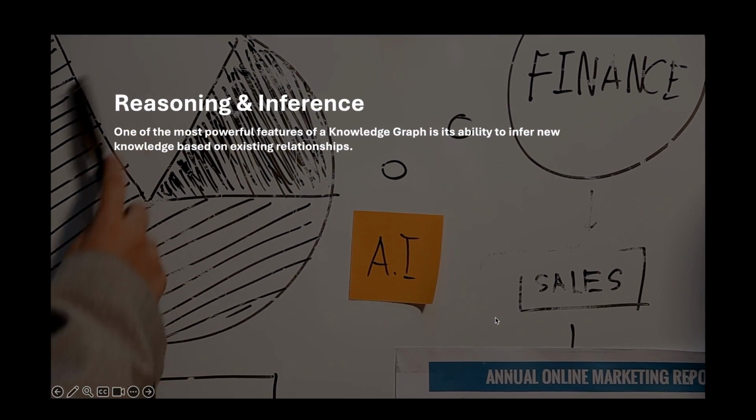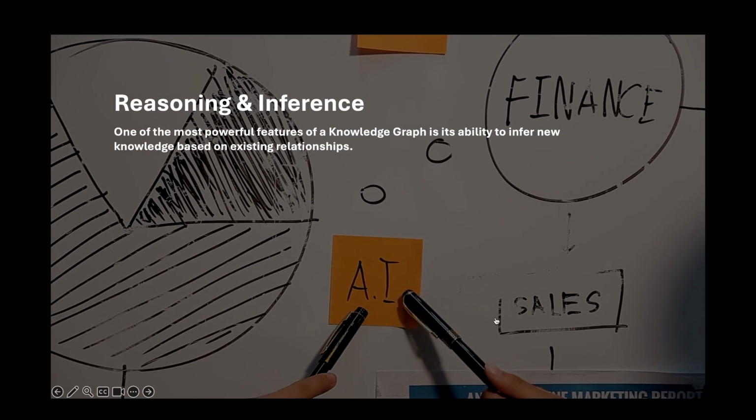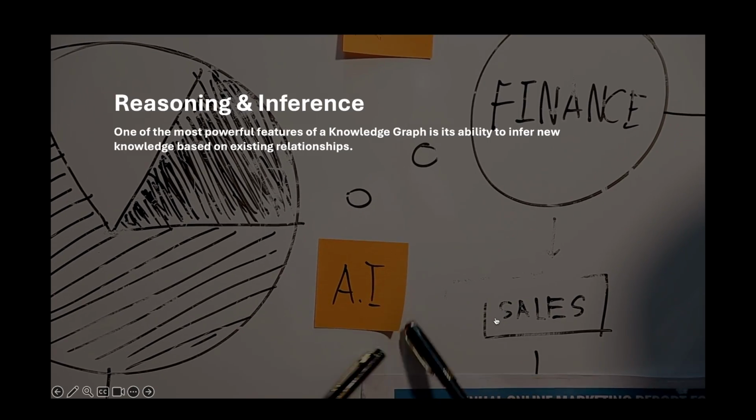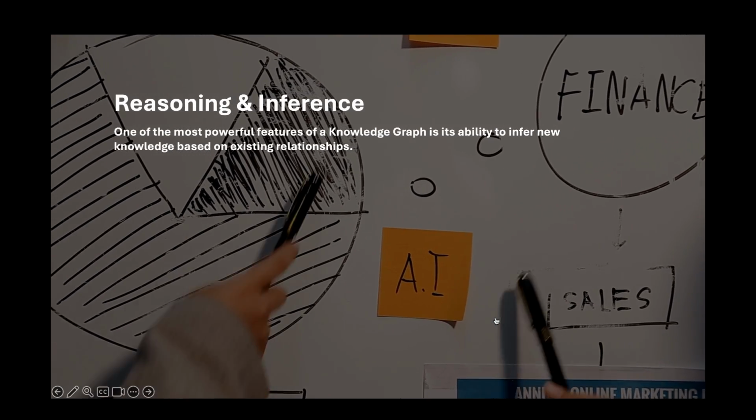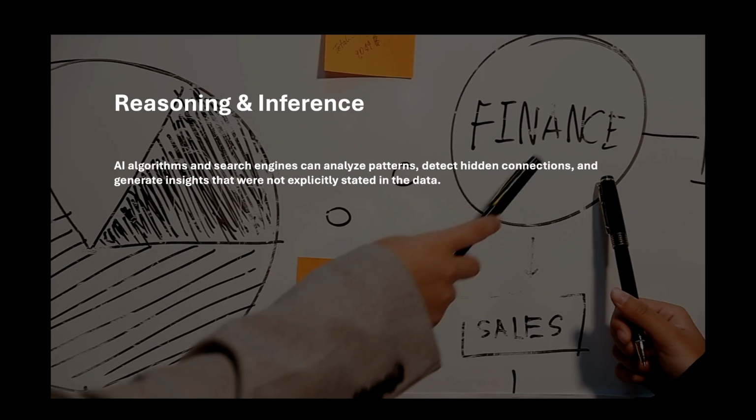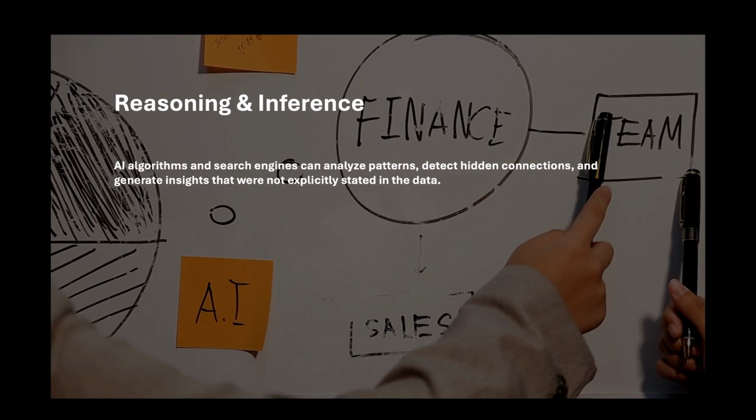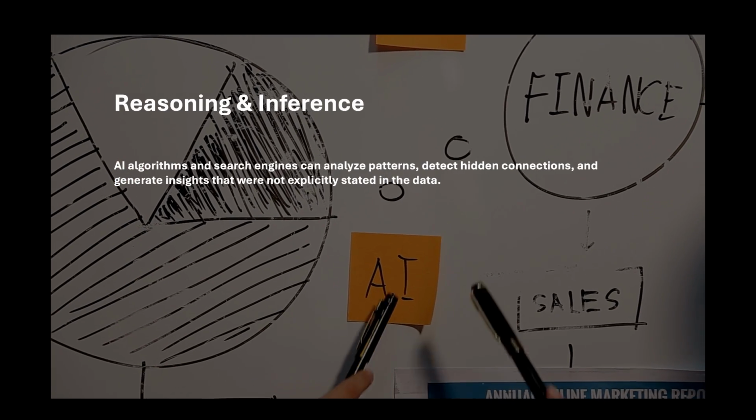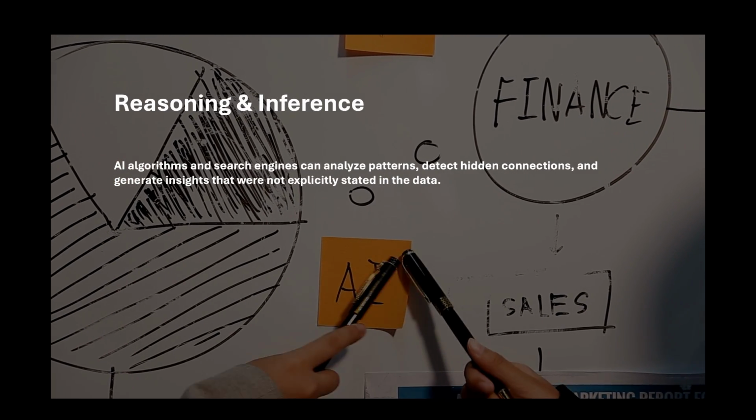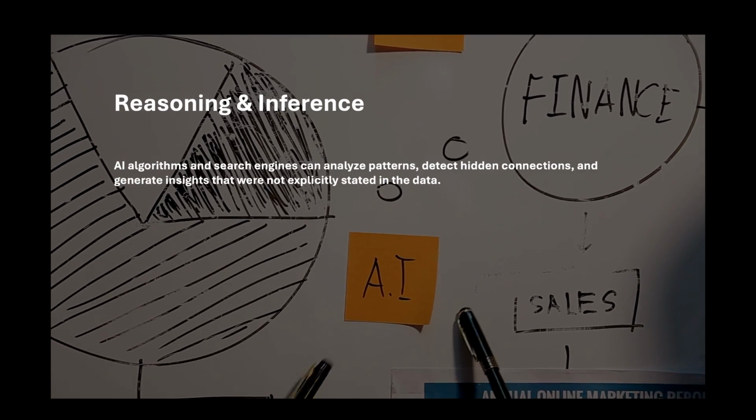One of the most powerful features of a knowledge graph is its ability to infer new knowledge based on existing relationships. AI algorithms and search engines can analyze patterns, detect hidden connections, and generate insights that were not explicitly stated in the data.